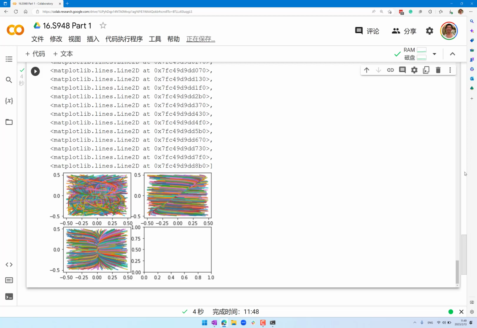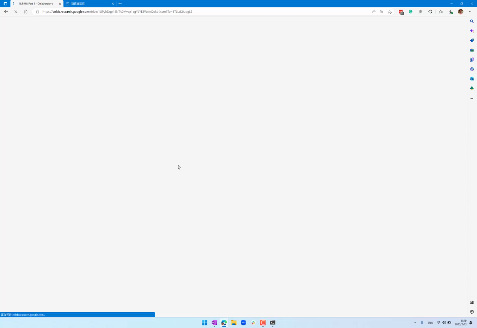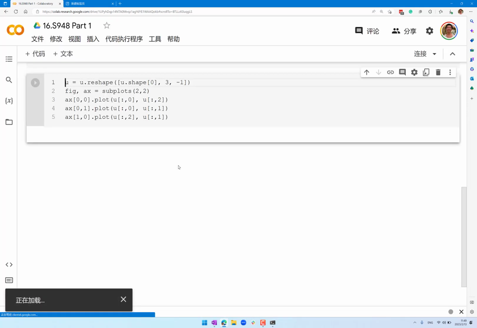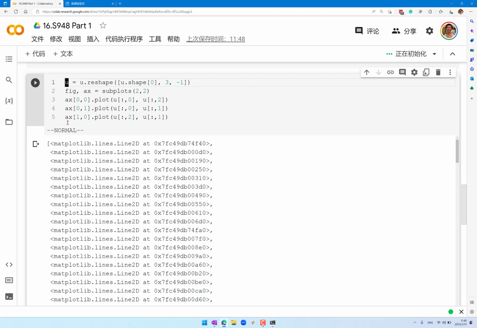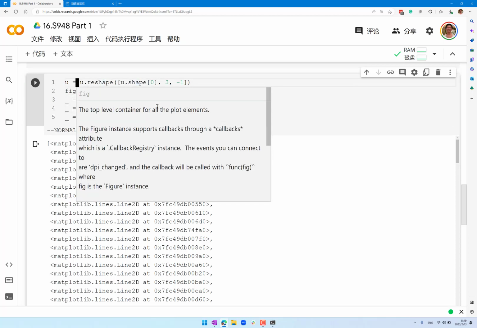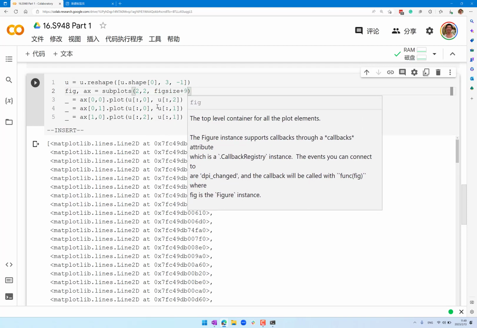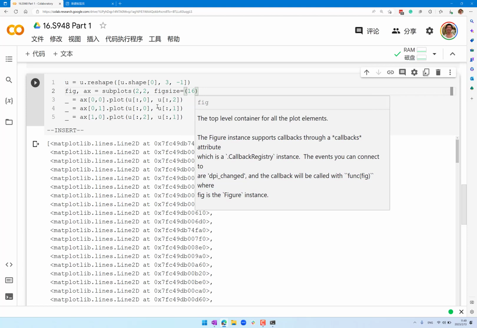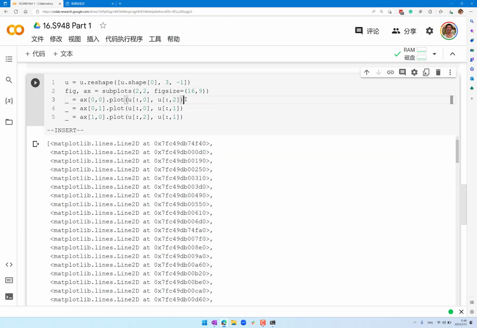Doesn't respond anymore. Yeah, maybe I should launch another tab. Refresh it. Okay, let me just use something to capture that. Might be a bit better. Okay, so let me make it a little bit bigger, 16 by 9, so that it's easier to see.